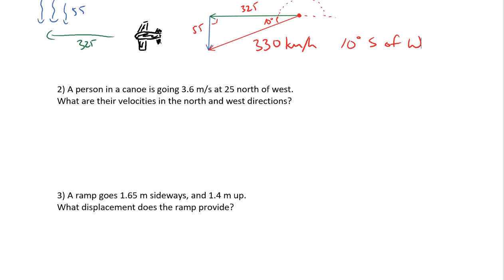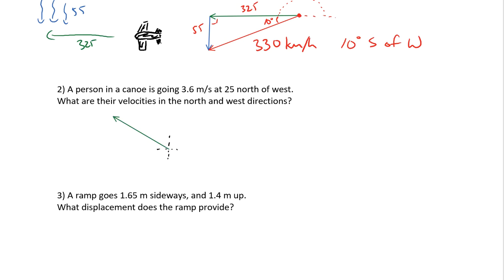You got a person in a canoe is going 3.6 meters per second at 25 north of west. What are their velocities and the directions? Okay, so first thing I'm going to do is a little reference here. Okay, and I got a canoe, and let's see, it says it's going 3.6 meters a second at 25 north of west. Okay, so it's going north of west. So this going straight to the left would be west, but it's going 25 north of it. So I'm going to swing that up north, something like that.